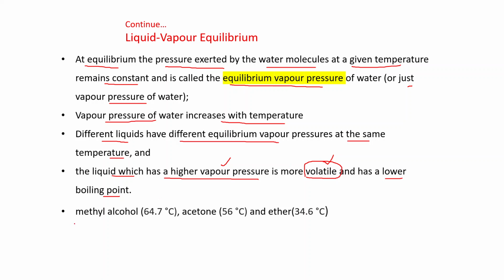Now, just compare methyl alcohol. This is 64.7 degrees Celsius, the boiling point of methyl alcohol. Acetone is 56 degrees Celsius and ether 34.6 degrees Celsius. Now, if we compare the vapor pressure of these substances at the given temperature, then we can say ether has maximum vapor pressure because it is more volatile and its boiling point is lower. Is it clear?